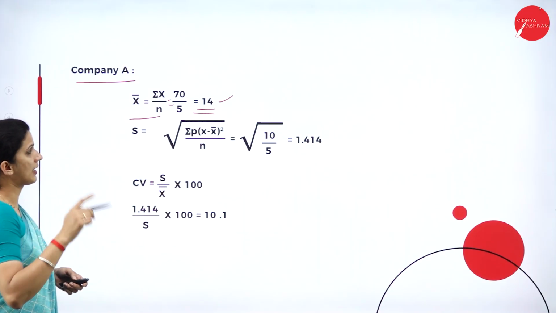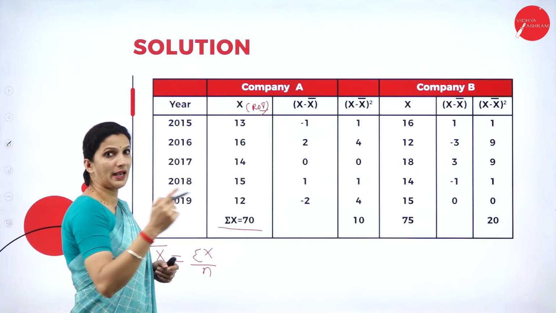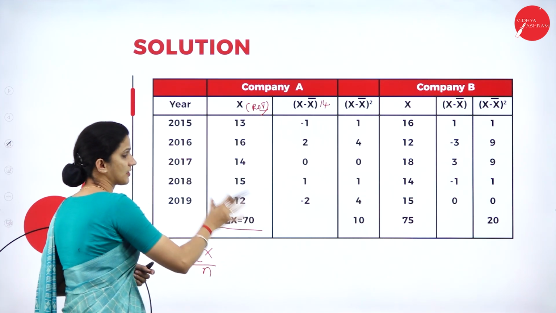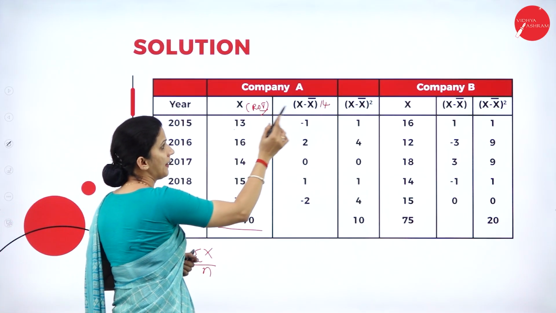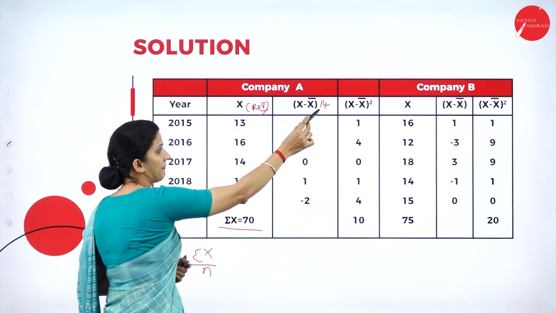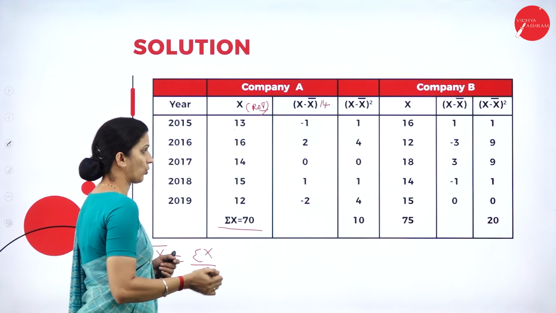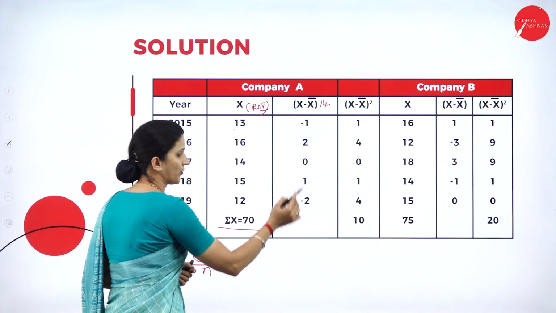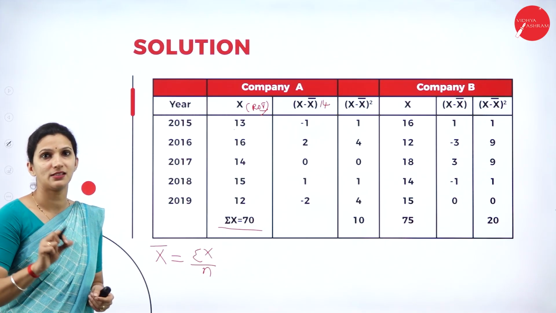Now we come back to the table. Now we'll find out X minus X bar. Your X bar here is 14, and X we have is the ROI. So now we'll do X minus X bar. That is 13 minus 14, which is minus 1. Then 16 minus 14 is 2. Then 14 minus 14 is 0. Then 15 minus 14 is 1. Then 12 minus 14 is minus 2. So now we have X minus X bar.